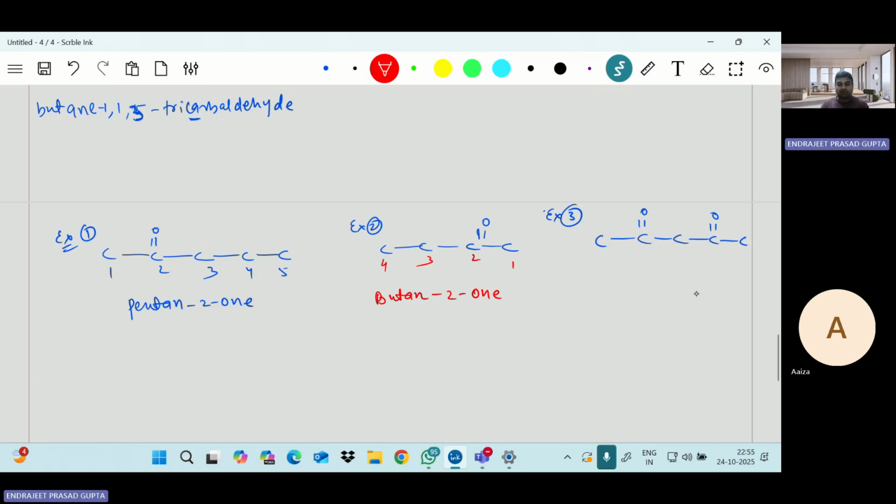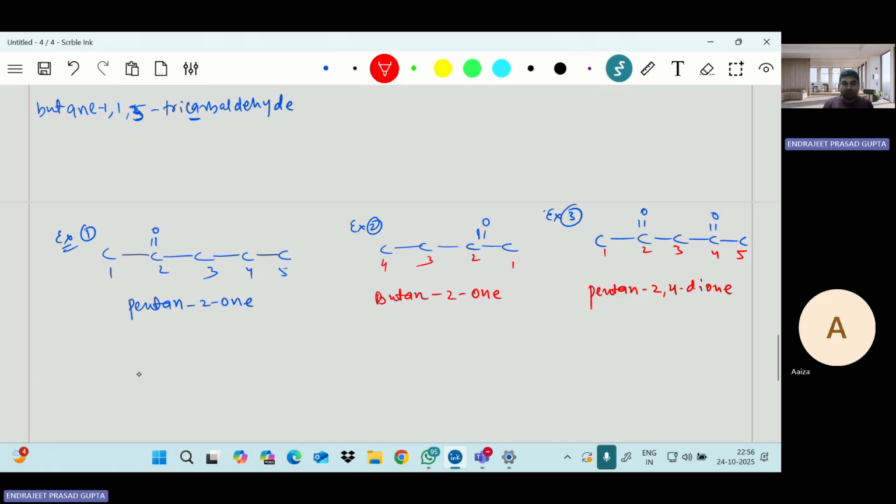The last one, third. This one, 5 carbons are there, so pentane. Pentane 2 comma 4 dione. Wonderful. So this is the nomenclature of the ketone. Am I clear? Yes, sir.